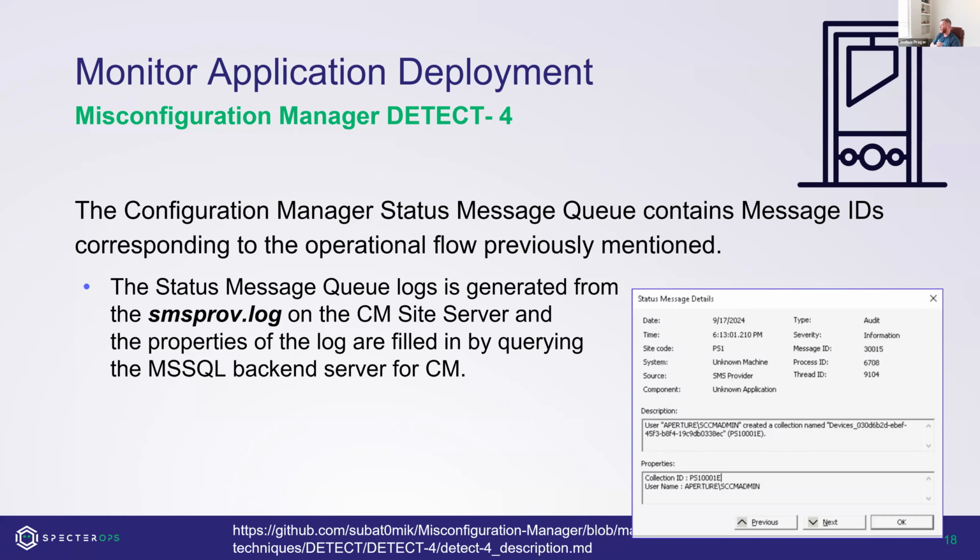There is a way, I think, with Splunk and the universal forwarder that you can set up configuration manager status message queue logs going straight into Splunk, and it'll contain both the smsprov.log portion as well as the MS SQL site database information to give you one complete log there. But by default, if you just pull this raw log with Elastic Agent or something like that, you're not going to be able to really see anything other than a user something, somebody created a collection called something, and you're not really going to be able to see what that is. Okay.